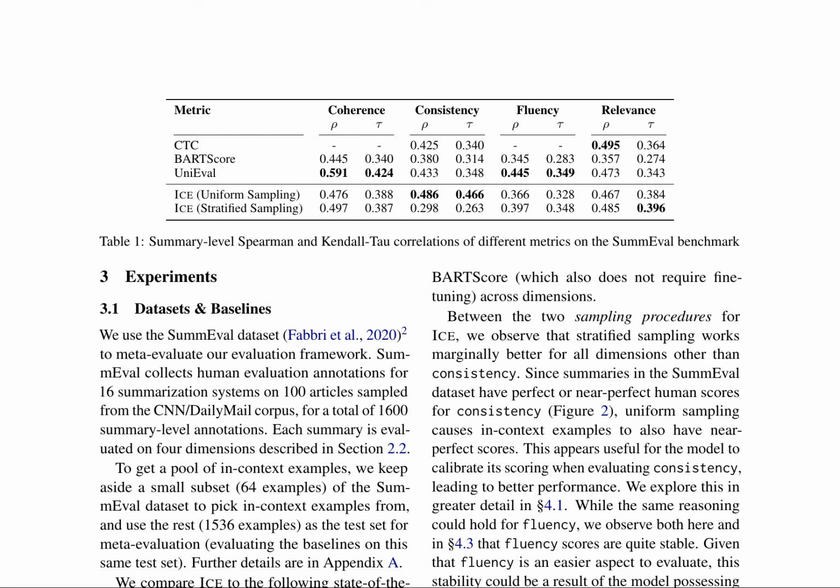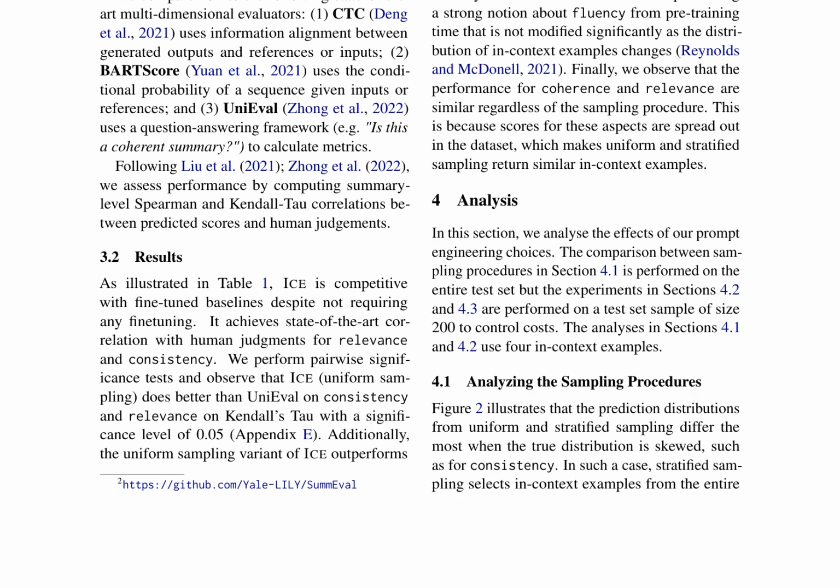UniEval. ICE is competitive with fine-tuned baselines despite not requiring any fine-tuning. It achieves state-of-the-art correlation with human judgments for relevance and consistency. The results, as illustrated in Table 1, show that ICE outperforms UniEval on consistency and relevance on Kendall's tau with a significance level of 0.05. Additionally, the uniform sampling variant of ICE outperforms BART score across dimensions.